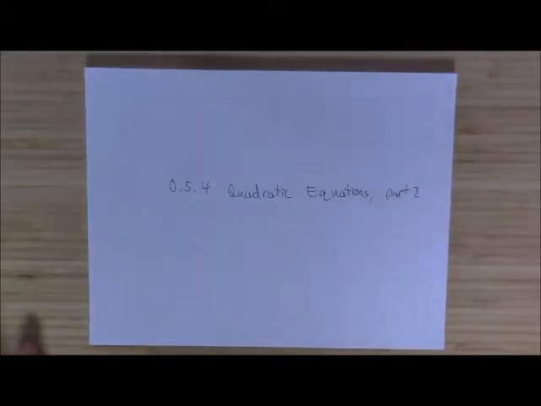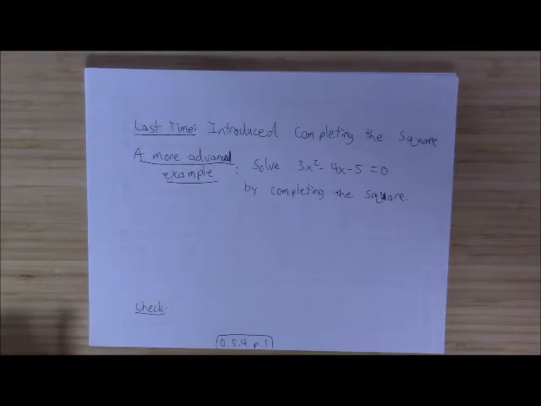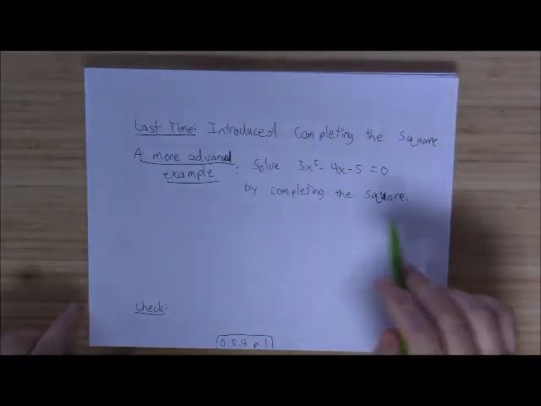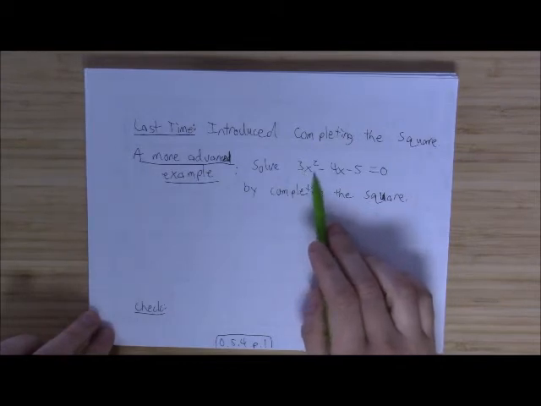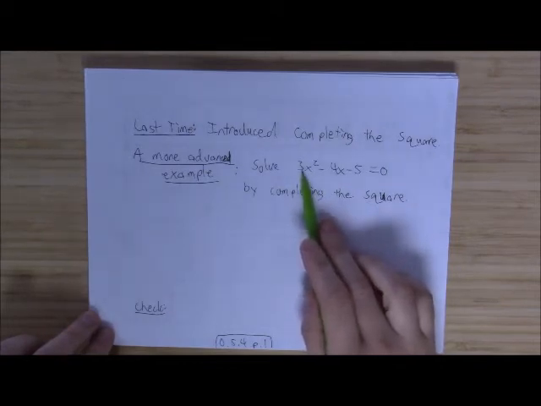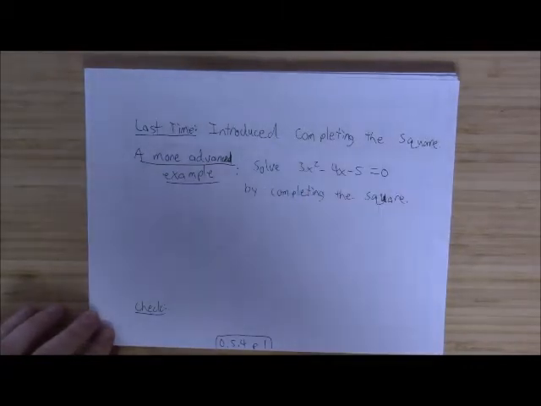Alright, in this video we're going to finish talking about quadratic equations. In the last video we introduced completing the square. Here's a more advanced example for completing the square. Namely, before we only looked at examples with just a 1 here. Now we're going to go ahead and see what happens when we add in an extra number here.